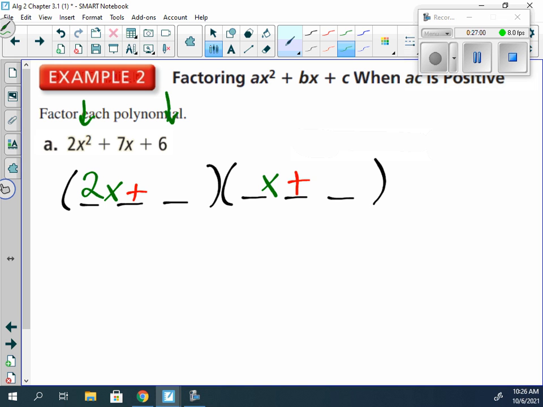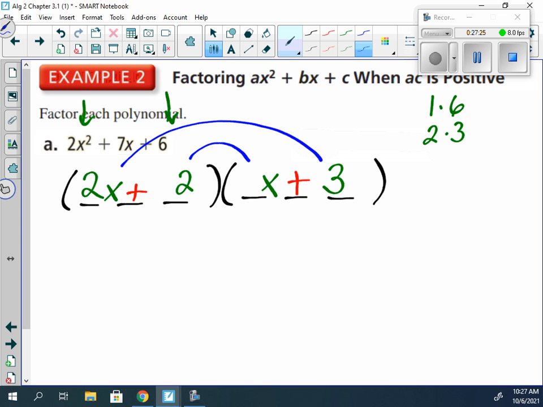Now 6, because we do have 1 and 6, or 2 and 3. Which one do we want to try first? 2 and 3? Yes. There's a reason why this is not going to work, and I'll go on and check it and show you. 2x times 3 is 6x, 2 times x is plus 2x, which doesn't match up.